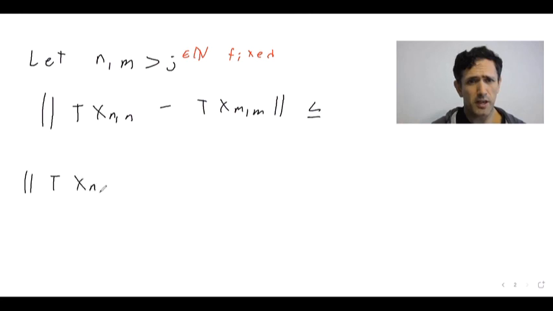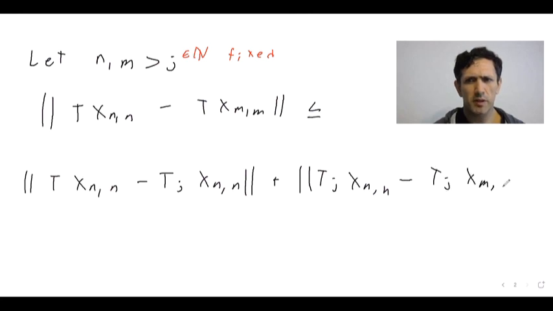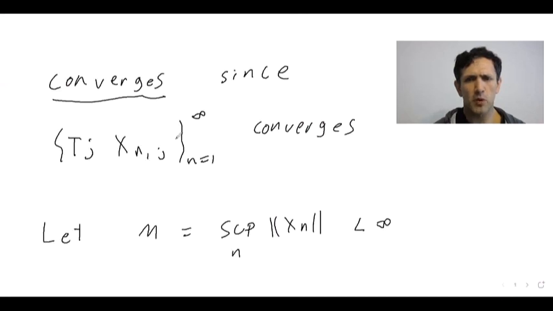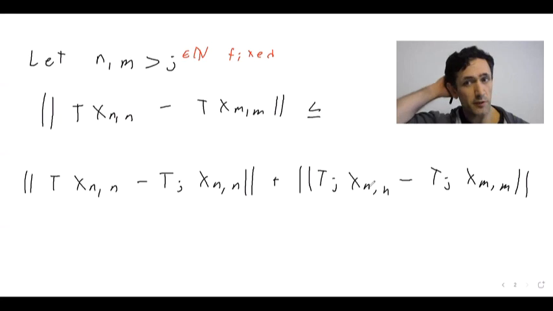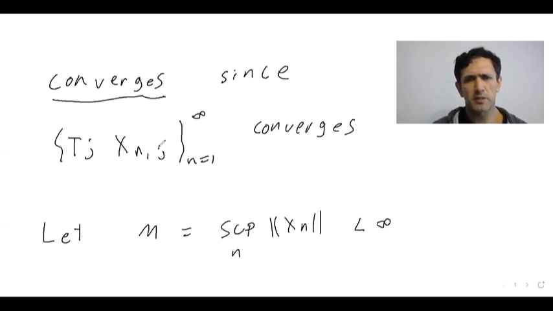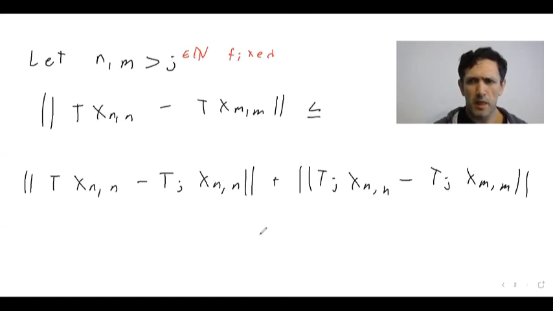Okay, so do the triangle inequality in a not terribly subtle way. It's going to be Txn n minus Tj xn n, plus Tj xn n minus Tj xm m. The basic idea is that I want to exploit that Tj xn xn converges for fixed j as n goes to infinity, again just because of this fact here. And then I want to judiciously pick and fix j. I'll do that in a moment. Last but not least, Tj xm m minus T xm m.